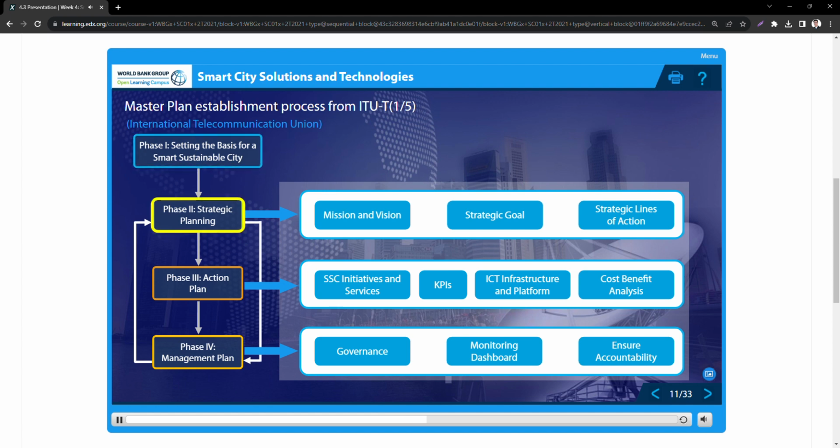Phase 2 is strategic planning. This will include governance, leadership, and citizen engagement, which is required to move vision forward in short, medium, and long term. Phase 3 is action plan. This will be followed by the planning and development strategy to conduct specific action plans of the city. Phase 4 is management plan. This will define the city governance and aims at setting the monitoring dashboard to evaluate city performance in the future.